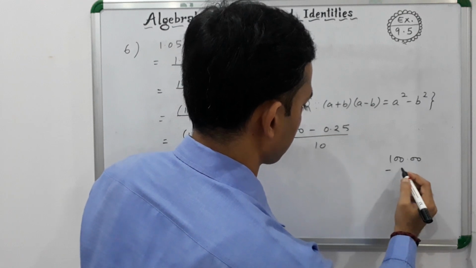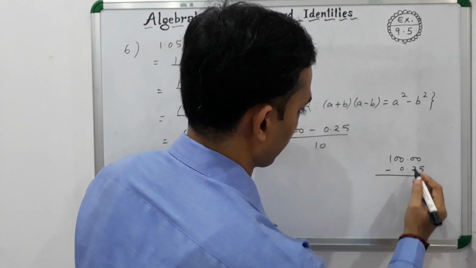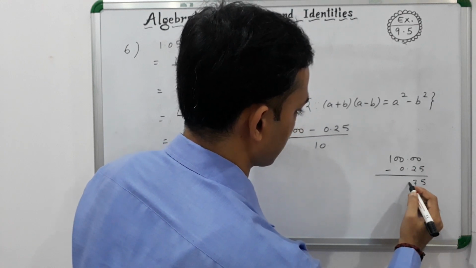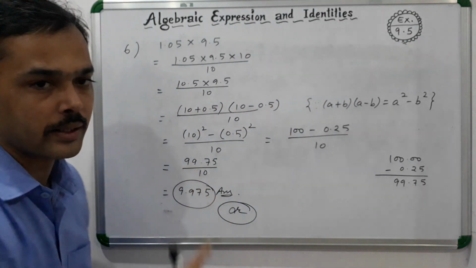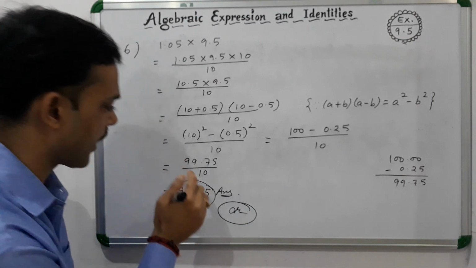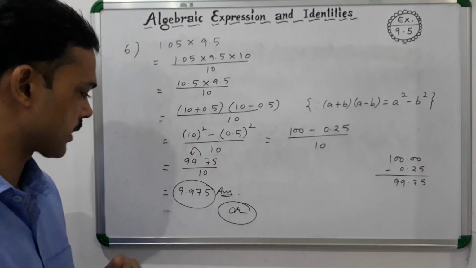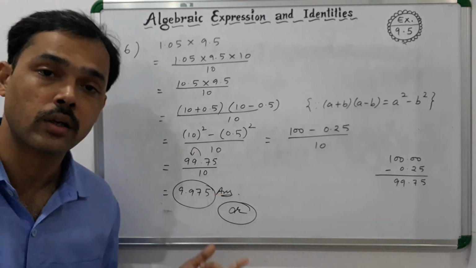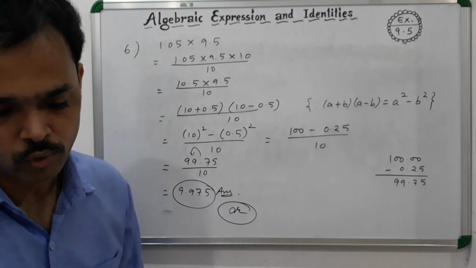If you want, you may subtract and see: 100.00 minus 0.25, so you take a carry. 5, 9 minus 2 is 7, 99. So you are getting 99.75. 99.75 divided by 10: since it is being divided by 10, the decimal shifts one place towards the left, and thus over here also you get the same result. So you can do it in these two ways.